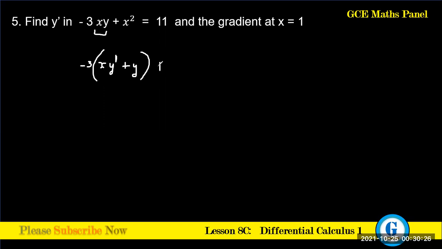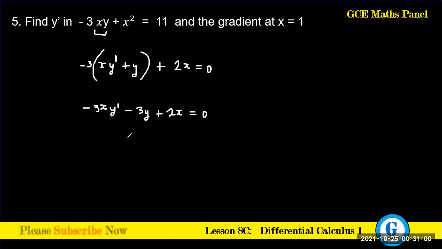We now differentiate x squared. We'll have 2x. This should be equal to, when you differentiate 11, we are going to have 0. So when we open out these brackets, we are going to have minus 3x y prime minus 3y plus 2x is equal to 0.